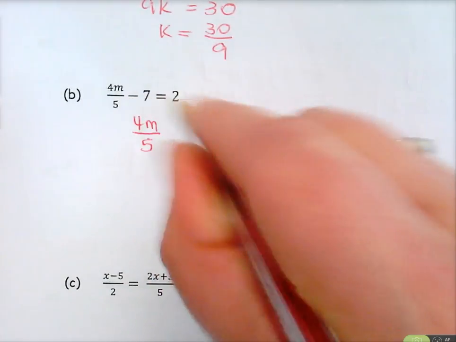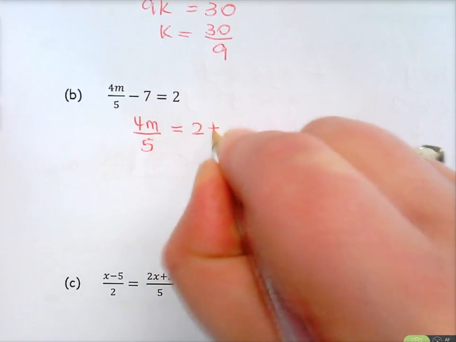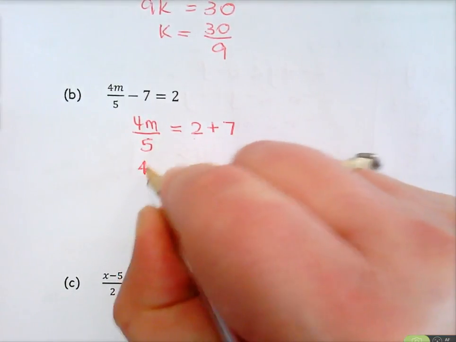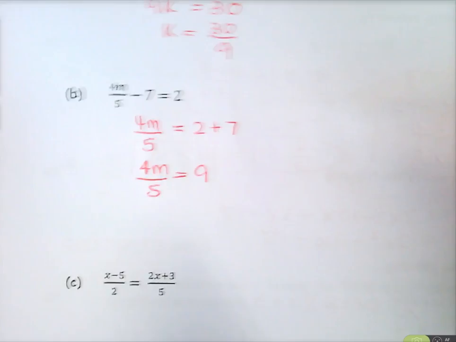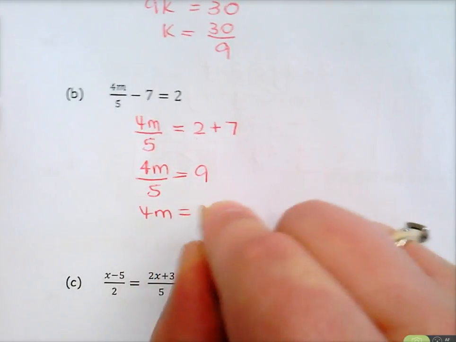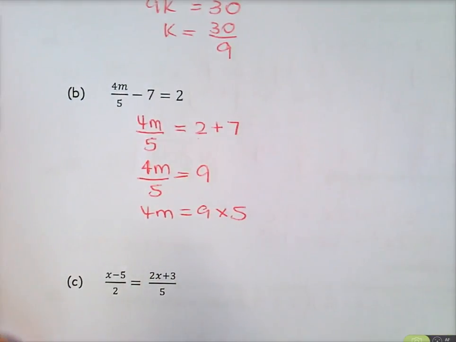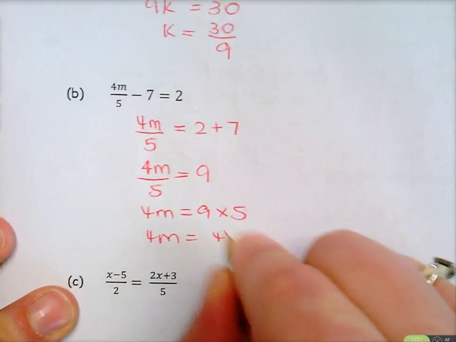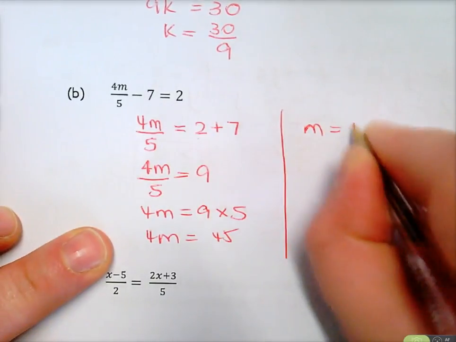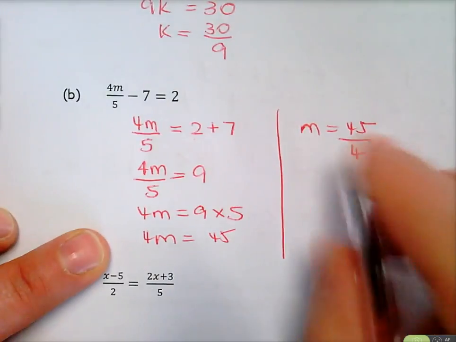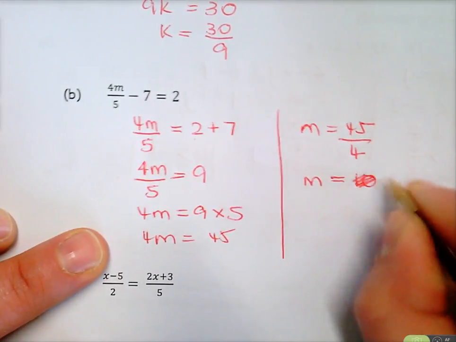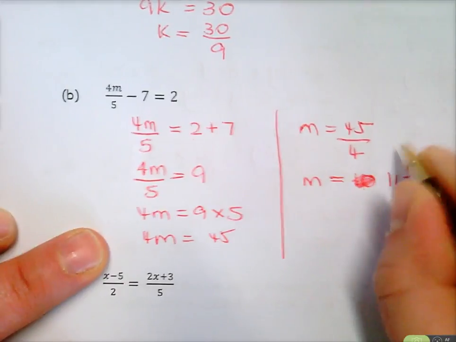So the inverse operation of -7 is to add 7. So adding 7, we've got 4m over 5 equals 2 plus 7. Therefore, 4m divided by 5 is 9. So therefore, 4m is 9 times 5, because the inverse of dividing by 5 is times 5. 4m is 45. Now dividing by 4, m is 45 divided by 4. You can leave it like that, or you can write it as 11 and a quarter. But you can leave it as 45 over 4.